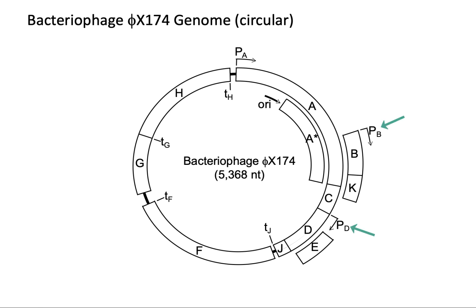The other two promoters lead to transcription of RNAs for genes B and K, and then another one for D and E. So even though this is a small genome and a very simple virus, you can see that there's been fine-tuning through evolution to produce RNAs and proteins in the proper amounts at the proper times, so that this virus can go through its infection cycle, make new particles, burst the cell, and then those particles go on to infect new cells that have been uninfected.